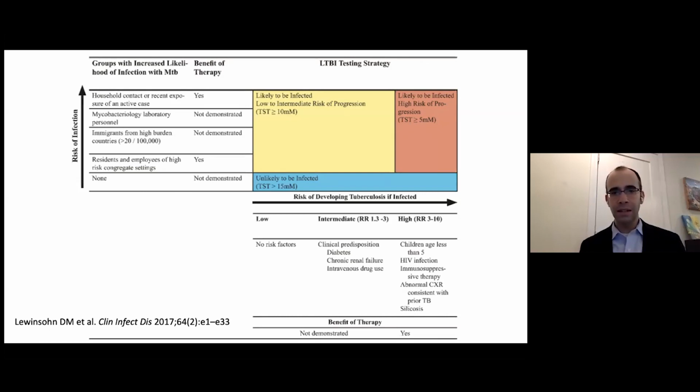On the x-axis is increasing risk of developing tuberculosis if infected. And I'll just highlight what I mentioned earlier, that immigrants from high burden countries, from countries with a greater than 20 per 100,000 incidence, would be considered to be at high risk of having infection with TB. And what the chart shows in the yellow, red, and blue areas is what the cutoffs are that we already discussed. But basically, depending on your risk of infection and developing tuberculosis, what your risk would be for being classified as positive and therefore needing to be treated.